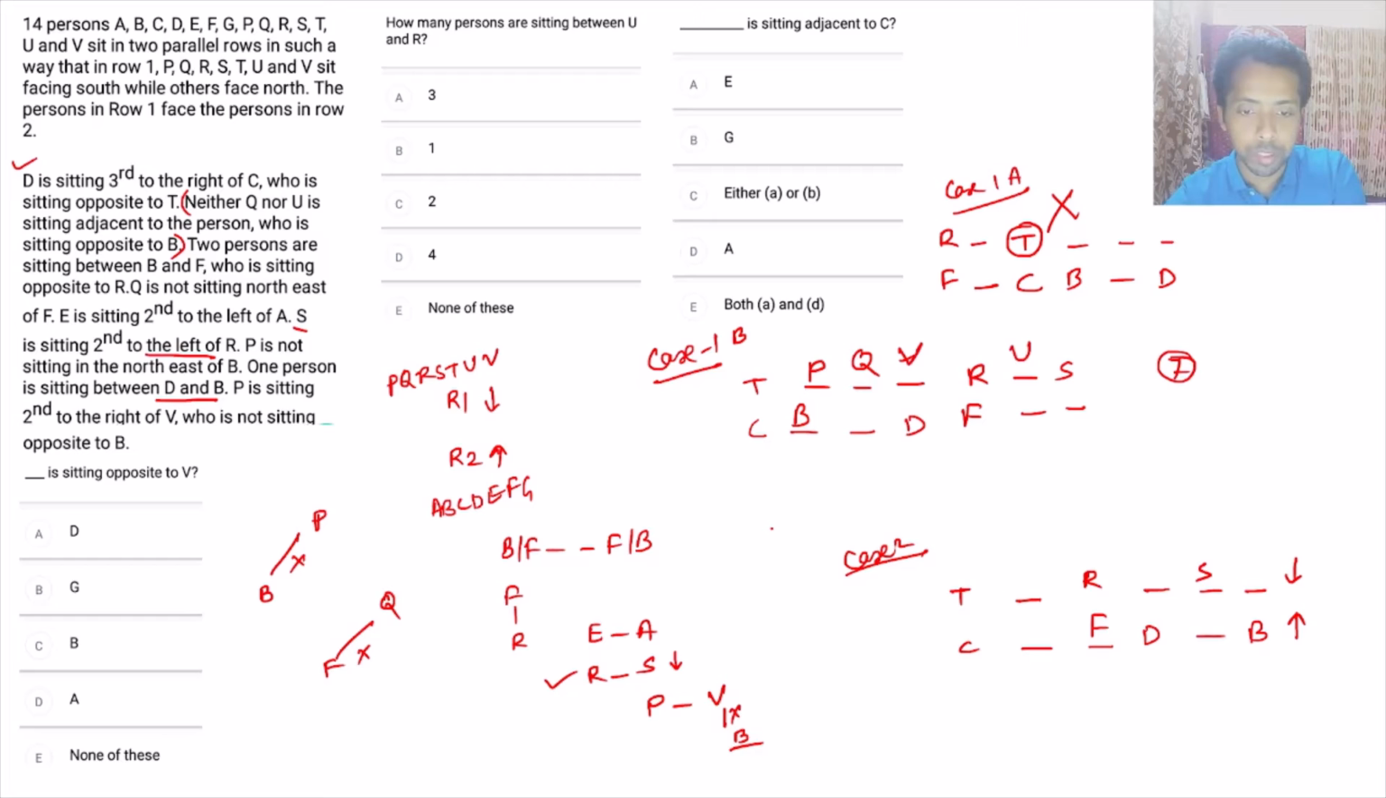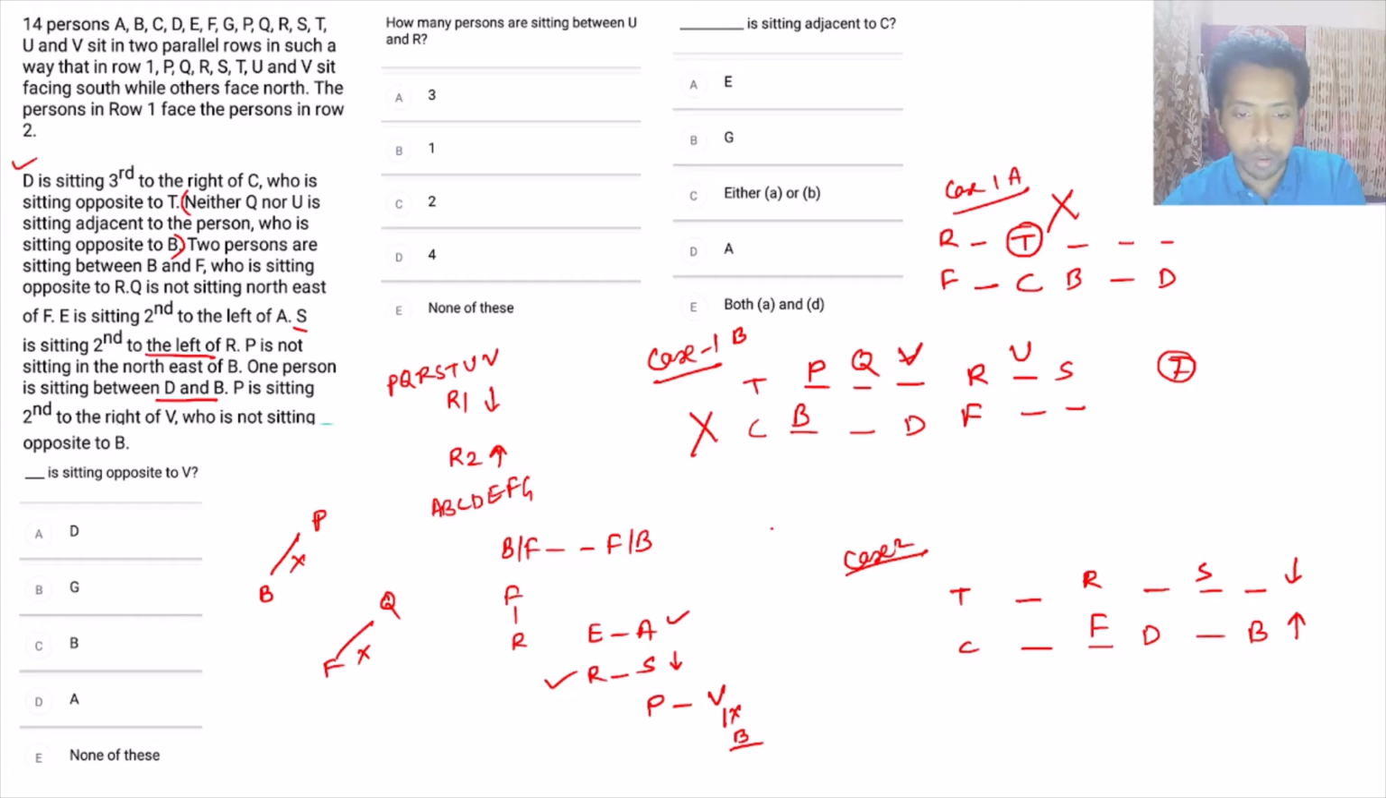Now, take this one. E sits second to left of A. That means in between E and A only one person can be, but here is no options available to put this data. E and A, only one person in between E and A. So this is also cancelled. Now moving to case 2 here.